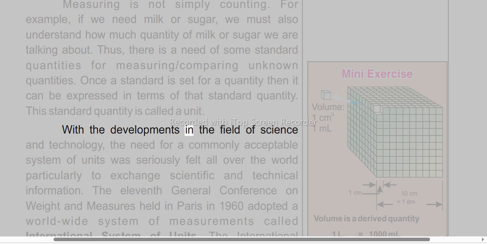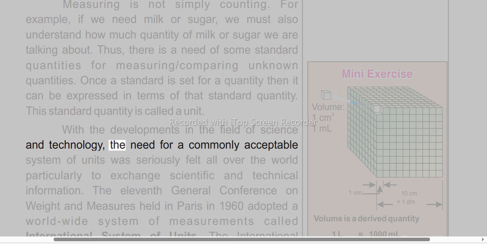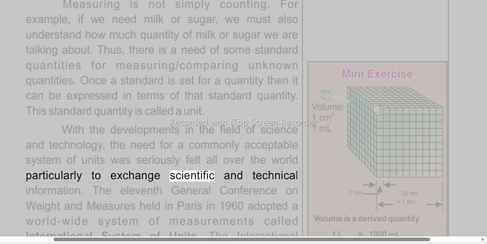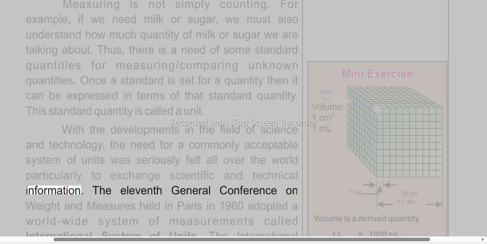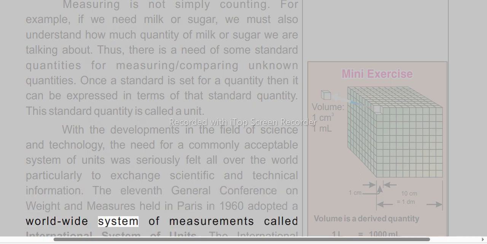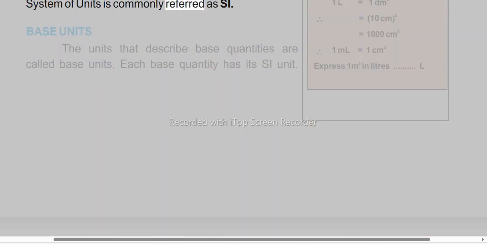With the developments in the field of science and technology, the need for a commonly acceptable system of units was seriously felt all over the world, particularly to exchange scientific and technical information. The 11th General Conference on Weights and Measures held in Paris in 1960 adopted a worldwide system of measurements called the International System of Units. The International System of Units is commonly referred to as SI.